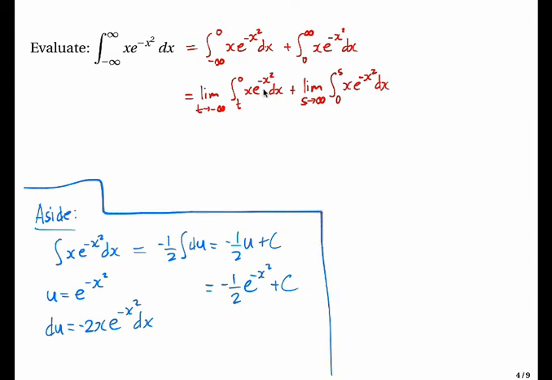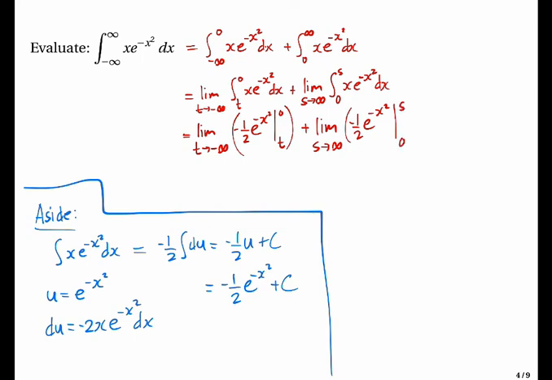Let's put that antiderivative in here. So we will have the limit as t approaches negative infinity of negative 1/2 e to the minus x squared evaluated from t to 0. So this is the first part. Plus, you want the limit as s goes to plus infinity. Again, negative 1/2 e to the minus x squared evaluated from 0 to s.